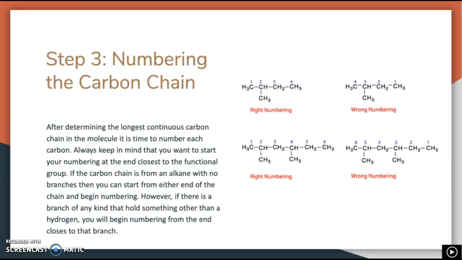Underneath, the same method would need to take place, except since there are 2 locations of branches, you would want to number that chain with whichever would cause the least amount if summed up together. This means that on the left you would have carbon 2 and carbon 4 added together, which would give you 6, and on the right you would add 5 and 3, which would give you 8. Therefore, the left has the fewer sum and is the correct way to number the chain.